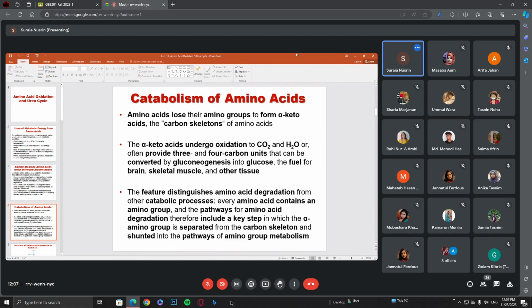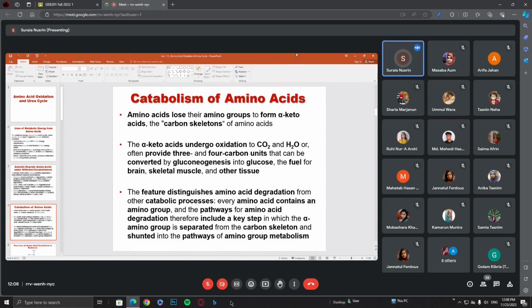Okay, now here the important difference between amino acid catabolism and other nutrients is the removal of the amino group, because the amino acid contains nitrogen, whereas other nutrients, glucose or fatty acids, don't have nitrogen in their structure. So that is the main difference between the degradation or catabolism of amino acids and other nutrients.